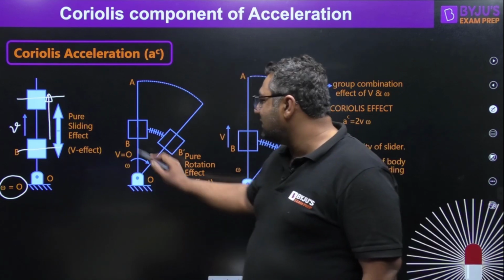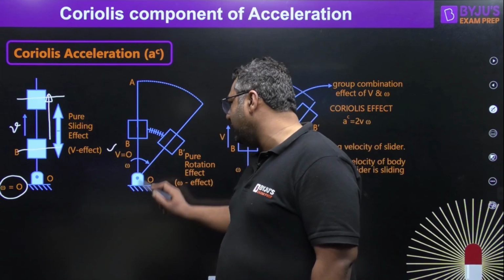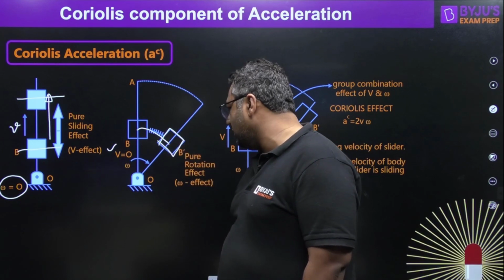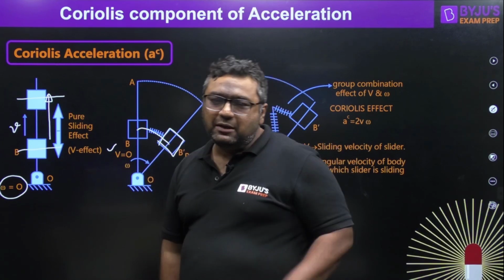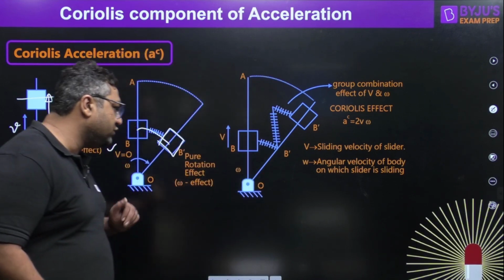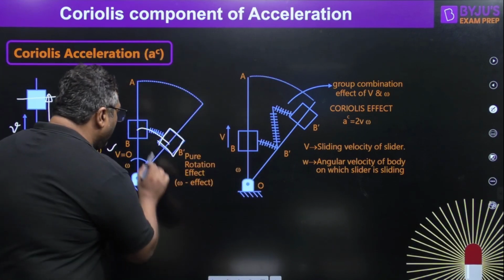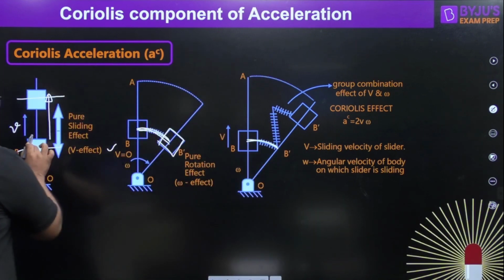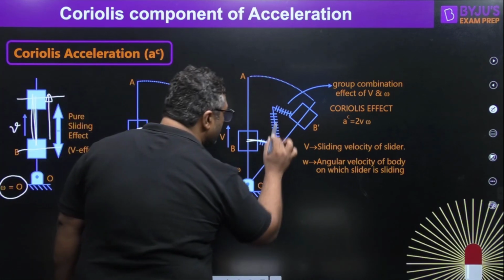And if you say the slider velocity is 0 but this is rotating, then the slider would be reaching this position after some time. But my dear, if both are present, then what is going to happen? My dear, only rotation can cause this motion. Only translation can cause this motion.